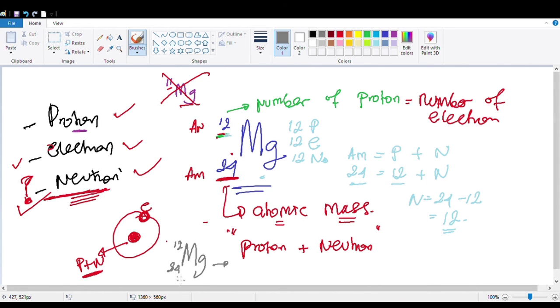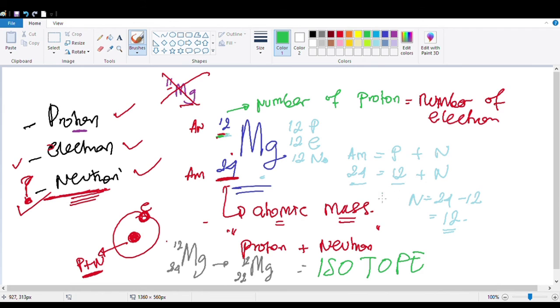If you want to take, for example, 2 neutron from this magnesium, it will be Mg with the same atomic number but different atomic mass. So you will have an element with the same proton but different mass, or an element with the same atomic number but different atomic mass, or an element with the same proton but different number of neutron, and we call it an isotope.